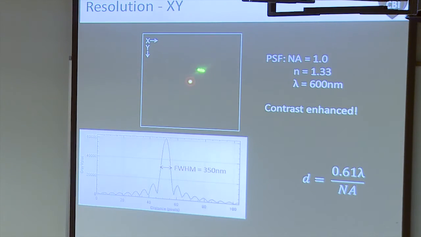They aren't quite that bright in reality. So this is a theoretical point spread function in the x and y plane for an objective with a numerical aperture of 1.0, with a sample sitting in water with a refractive index of 1.33, and we're looking at orangey red light around 600 nanometers. Okay?